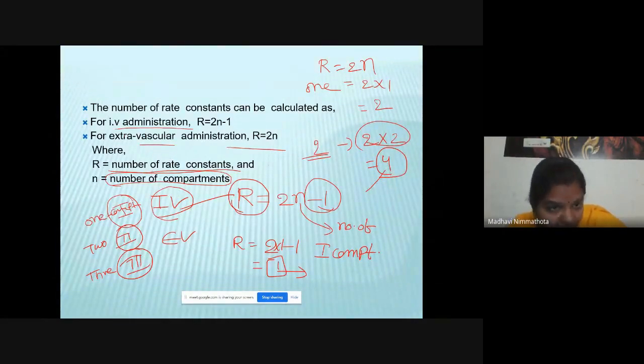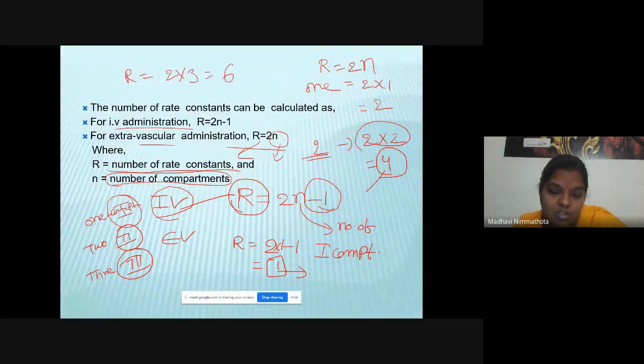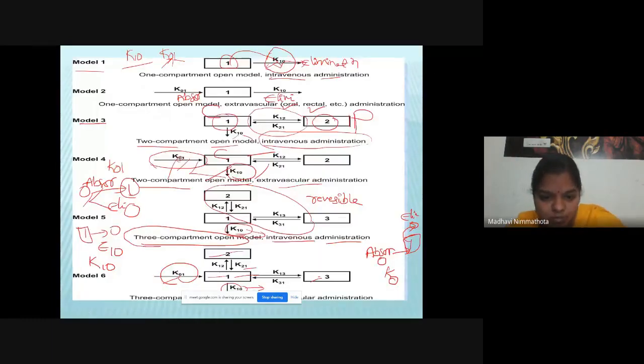So you have to remember this. IV administration R is equal to 2n minus 1. Extravascular administration R is equal to 2n. N stands for the number of compartments. By knowing these compartments, you can calculate the rate constants. In case of three compartment open model, or in case of extravascular, how will it be? 2 into 3, that is equal to 6. Whether 6 are present or not. See 1, 2, 3, 4, 5, 6. Yes, the calculation is balanced. So likewise, you just calculate the constants.